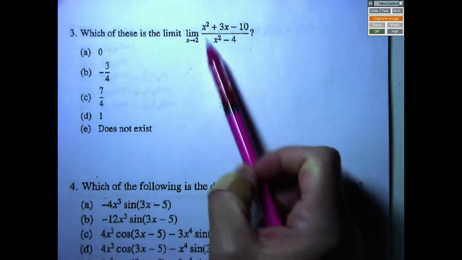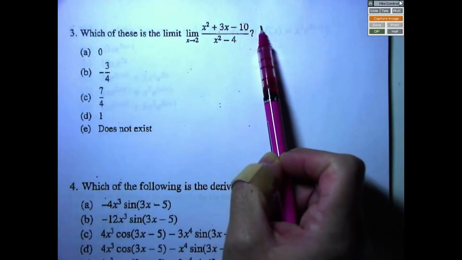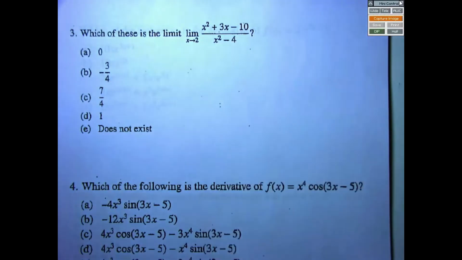If I plug 2 in here, I will have 4 plus 6, which is 10, minus 10. So I get a 0 in the numerator, and also a 0 in the denominator. Anytime you see that a limit is equal to 0 over 0, it means that the limit probably exists. We just have to go about it a different way. You've got two options here.